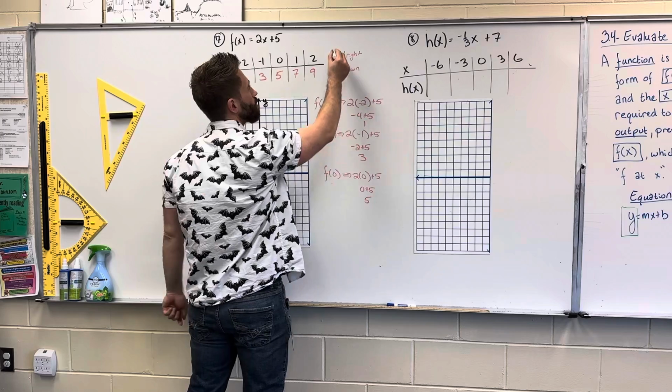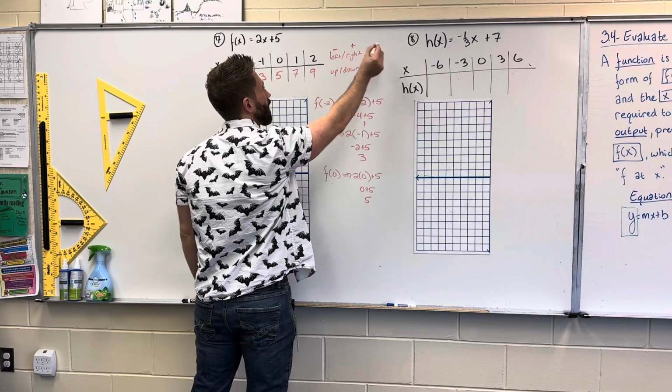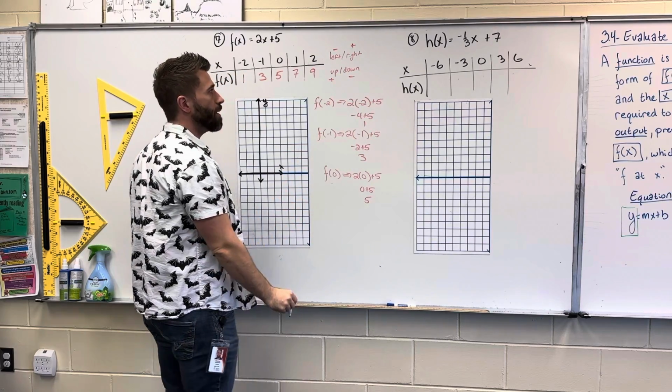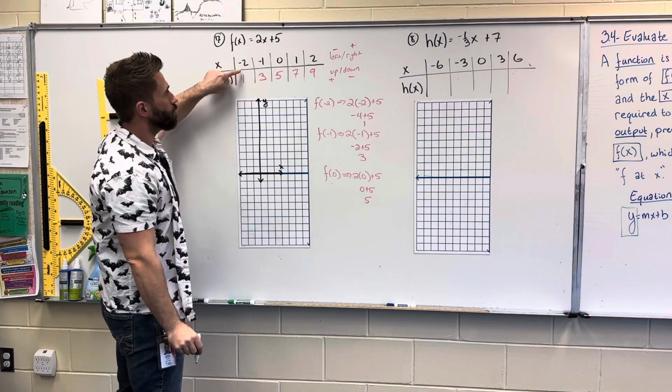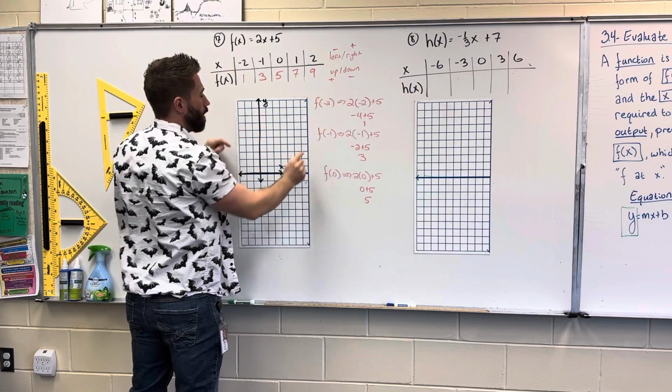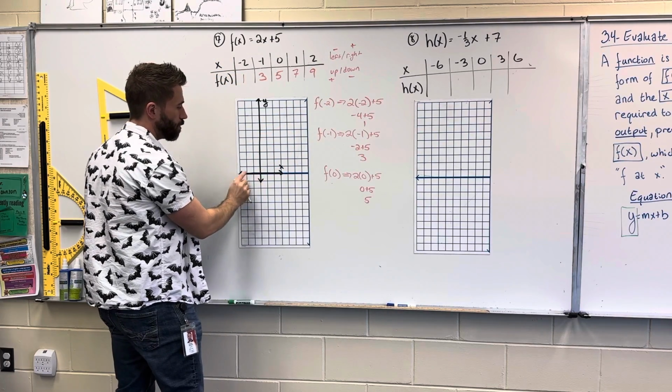A negative x means left. A positive x means right. A negative y means down. A positive y means up. So negative 2, positive 1 means left 2, up 1. So I start at the origin, left 2, up 1.